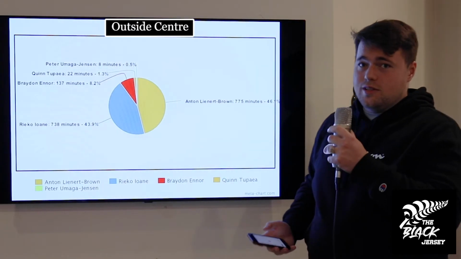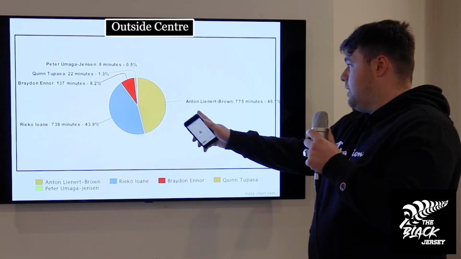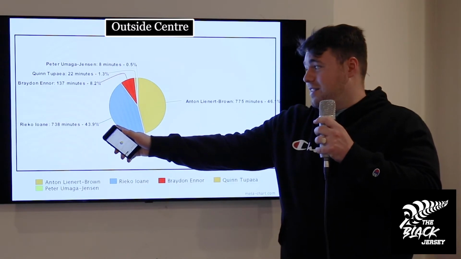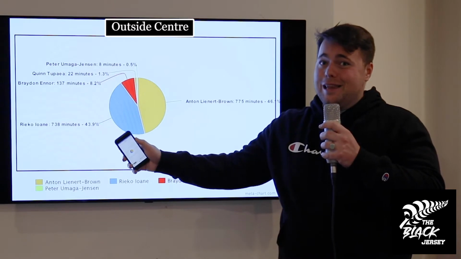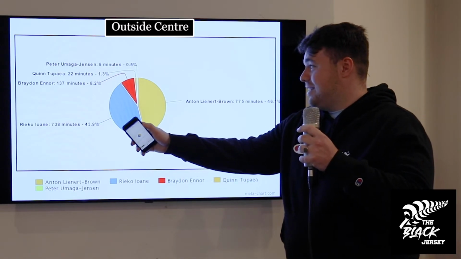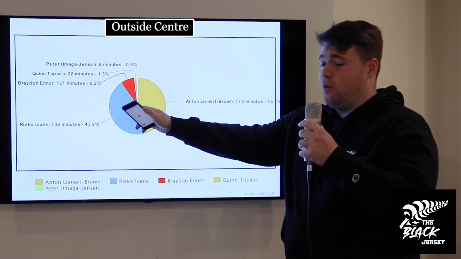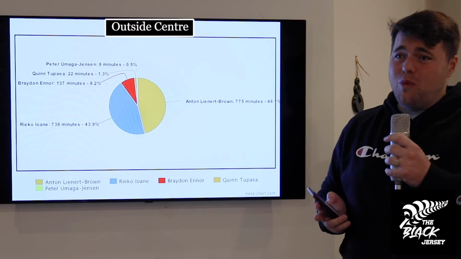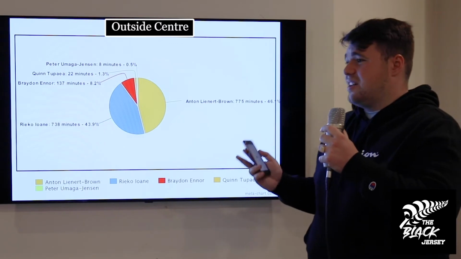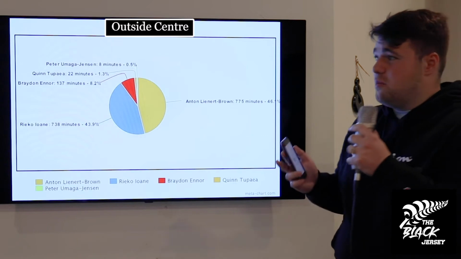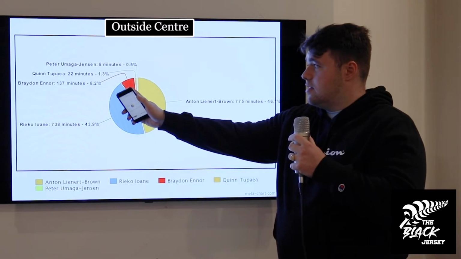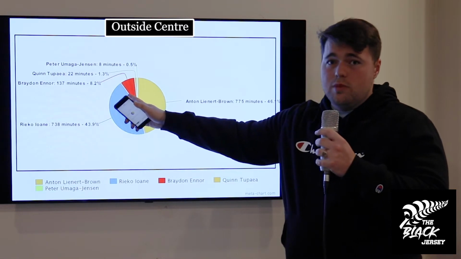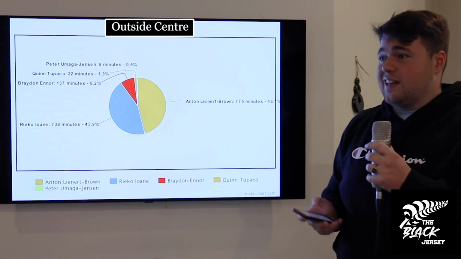With the outside centre jersey, the 13, as I said, Lienert-Brown's played the most, 775 minutes, and Rieko Ioane's only slightly behind him, so add up his minutes and you can see what it's going to look like. He's played 43.9% of these. Braden Ennor's now played 8.2%, so as a third choice, he probably needs a little bit more. But if Peter Umaga-Jensen's going to get a recall, you don't really want Ennor to play too much more. I'm expecting Peter Umaga-Jensen to overtake Ennor next year. And as you can see, Quinn Tupaea's played 22 minutes in this jersey off the bench against Italy, I believe it was.